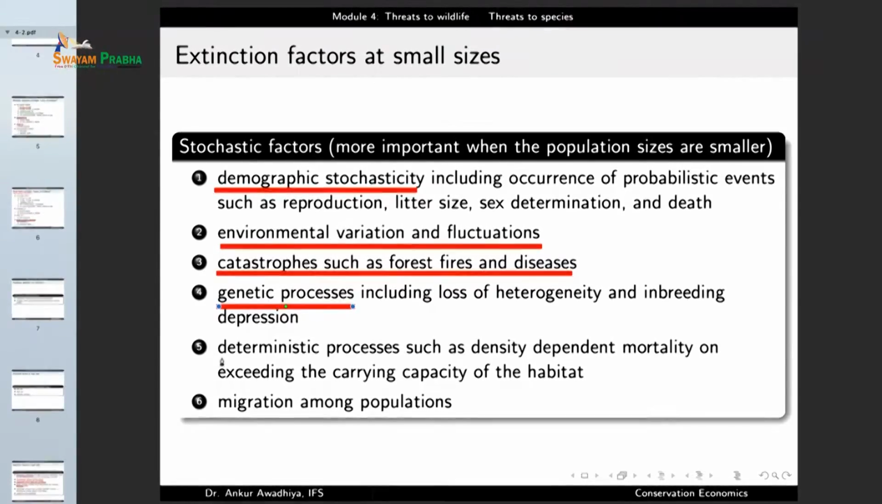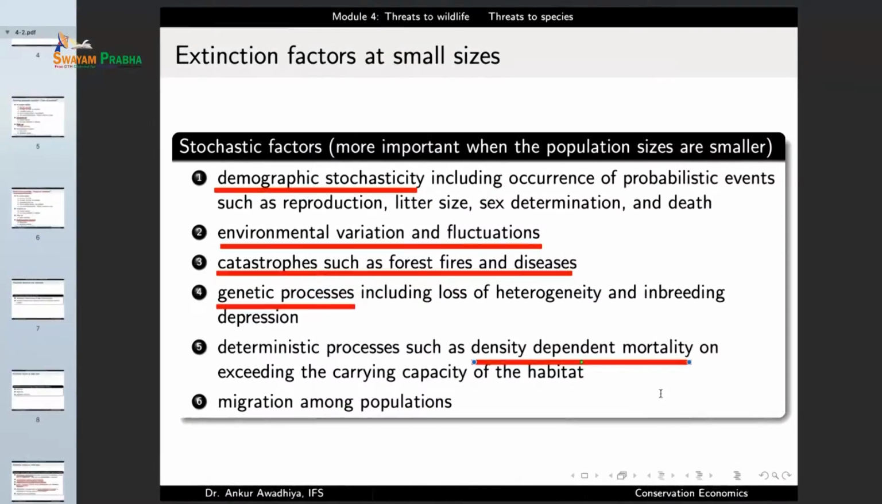Or we have things like deterministic processes such as density dependent mortality on exceeding the carrying capacity of the habitat. Now, what we are talking about here is the density dependent mortality. In a number of species, it has been observed that as the population density increases, the rate of mortality increases because you have a large number of individuals in a very small area, and there are very continuous contacts between individuals. There is much greater aggression, much greater competition, and diseases can also spread in a much quicker manner.